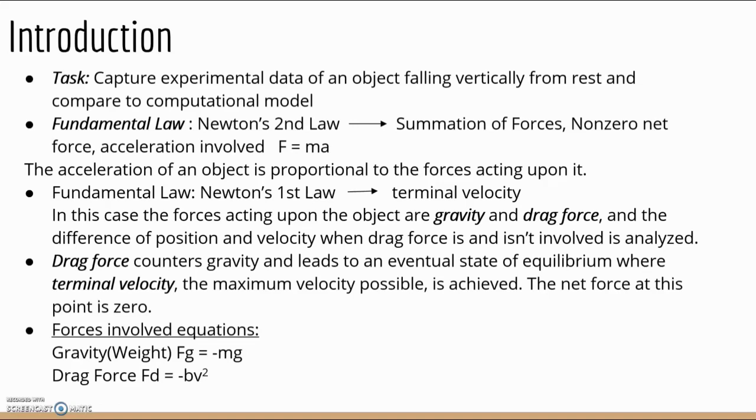The fundamental laws associated with free fall include Newton's first and second law. Newton's second law involves the summation of forces with acceleration, where the acceleration of an object is proportional to the forces acting upon it. Newton's first law involves a zero net force, which is achieved when terminal velocity is reached. The forces acting are gravity and drag force, with velocity and position examined with drag and without drag. Drag force counters gravity and leads to an eventual state of equilibrium where terminal velocity, also known as maximum velocity, is reached.